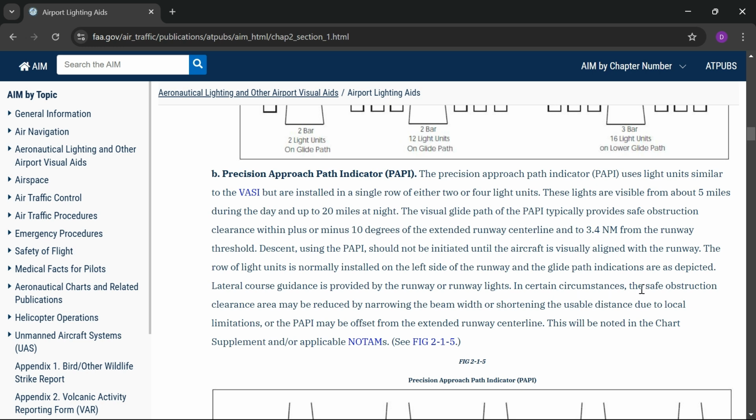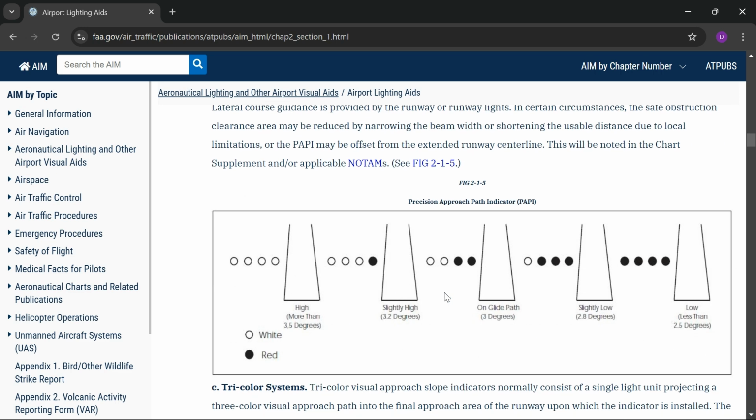In certain circumstances, the safe obstruction clearance area may be reduced by narrowing the beam width or shortening the usable distance due to local limitations, or the PAPI may be offset from the extended runway centerline. This will be noted in the chart supplement and/or applicable NOTAMs.